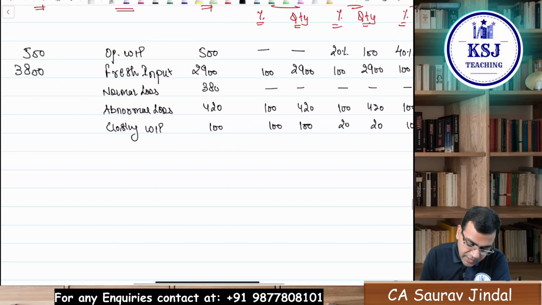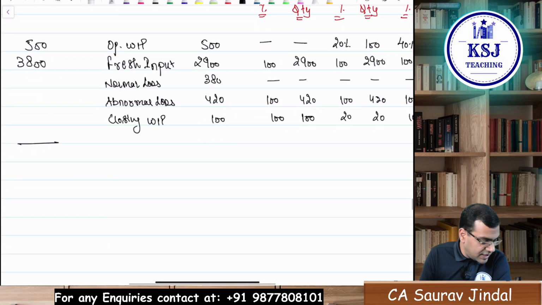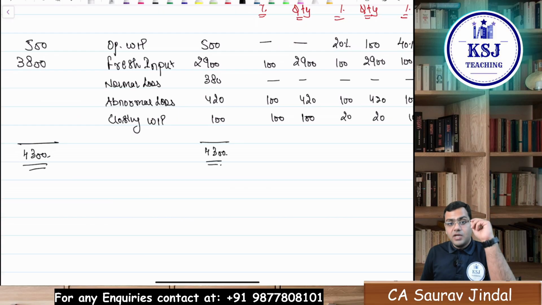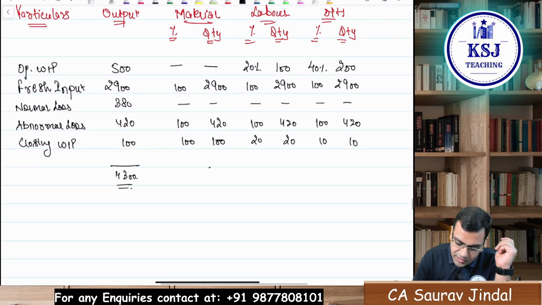Is the output and input matching? Just we have to see this. This comes to 4300. On the other side also you have to tell whether it is 4300. 380 plus 420 plus 100. Yes. So in the statement of equivalent production, you have to always see that your input and output column should match. Now we will calculate the equivalent units for material.